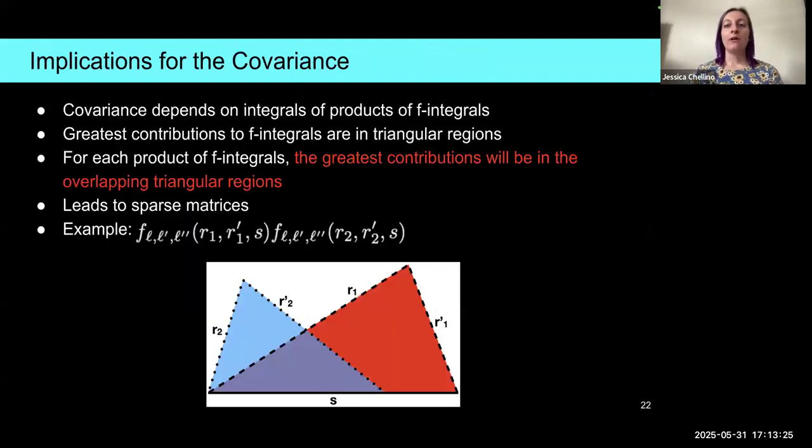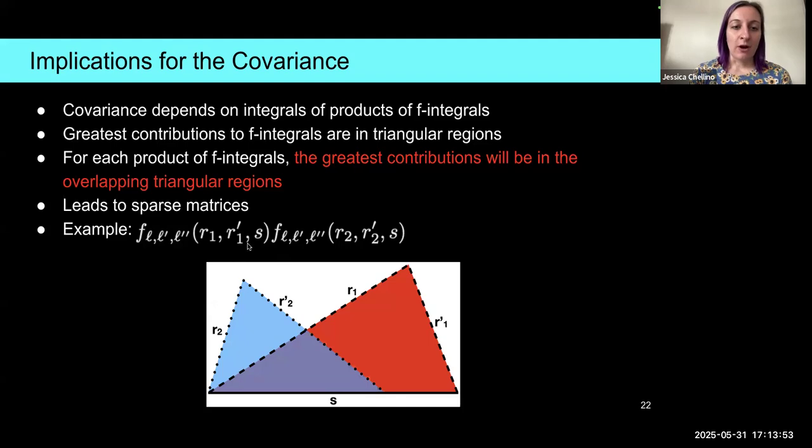Now, if we recall, I said earlier that the covariance depends on integrals of products of the f integrals. We can use that to figure out how the f integrals propagate to the covariance. We've seen that the greatest contributions to the f integrals are within the triangular regions. So if you take the product of f integrals as needed for the covariance, that will lead to a sparse covariance. Now, if we look at this example here, we have a product of 2 f integrals.